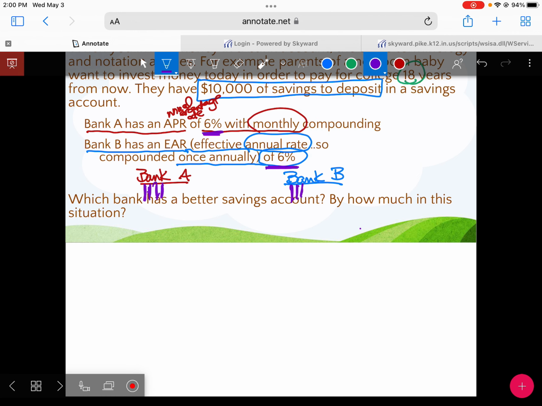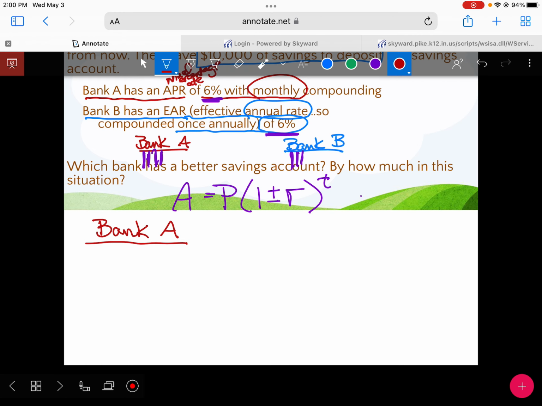Here is my exponential equation: A equals P times 1 plus or minus R raised to the T power. For Bank A, over on the left-hand side of the column, in the red trunks, we have Bank A. So we don't know how much we're going to end with. How much are we putting in initially?